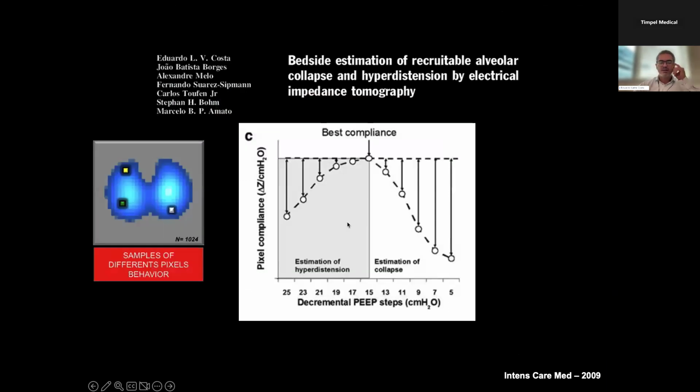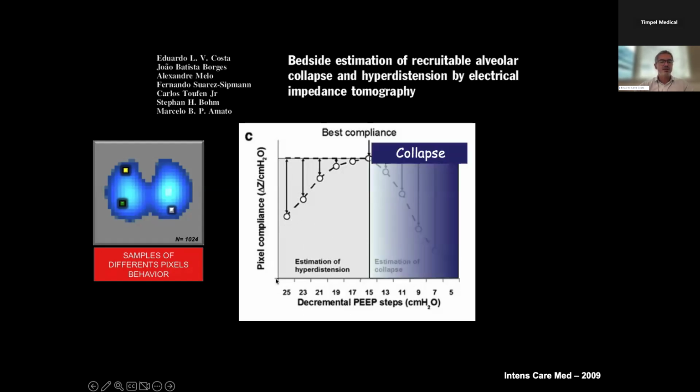Okay, so how do we do it? How did we envision or imagine this application of this estimation of recruitable collapse and overdistension? So if you take the pixel compliance PEEP titration curve, remembering it has to be decremental from a higher PEEP to a lower PEEP value, and think of the region to the right after the maximum compliance. It's a region that lost compliance because PEEP values were too low.